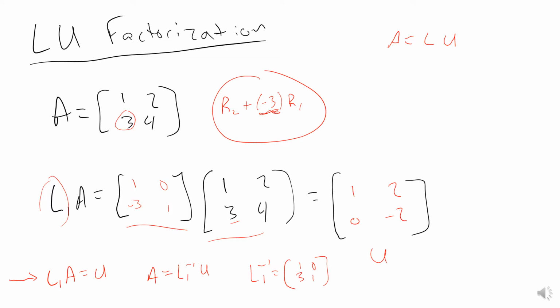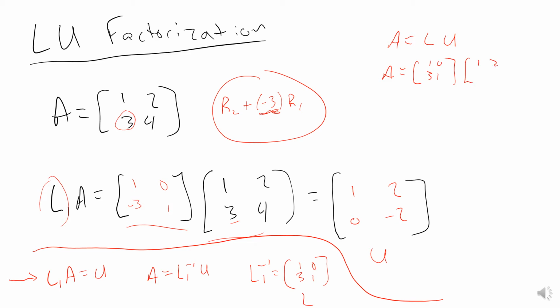Okay, so notice this L1 inverse is a lower triangular matrix. It has entries in the lower half, but above the diagonal you have zeros. So this matrix, L1 inverse, is going to be our L matrix. So A equals LU, where L is the matrix 1, 0, 3, 1, and U is the matrix 1, 2, 0, negative 2.